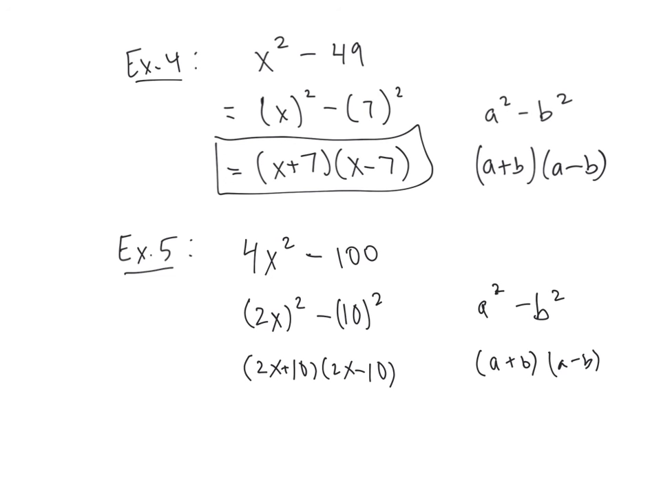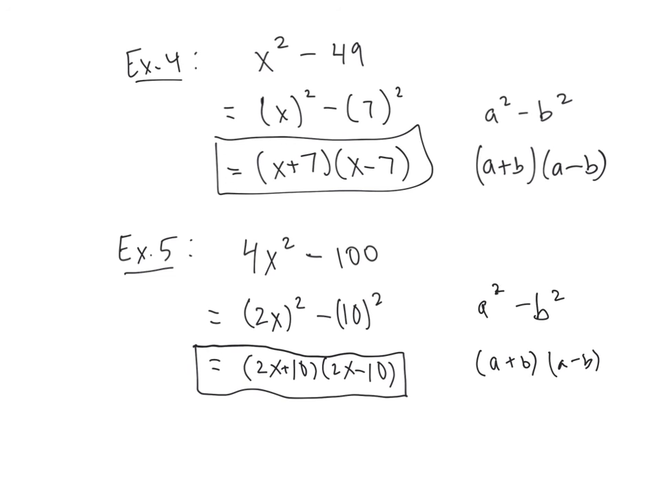All right, so on this one, you can see that the a would be 2x, because 2x times 2x would make 4x squared. The b would be 10, because 10 squared is 100. So I can then rewrite it as a plus b times a minus b, so 2x plus 10 times 2x minus 10, which would be our factored form using the difference of two squares.